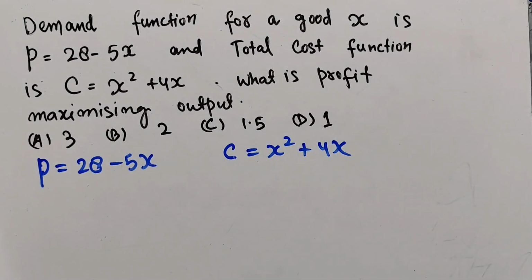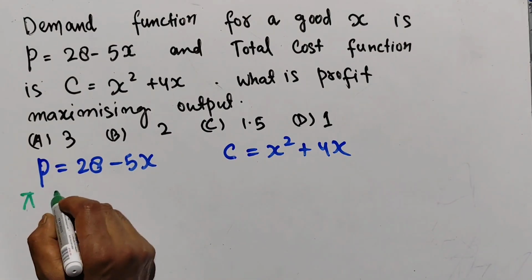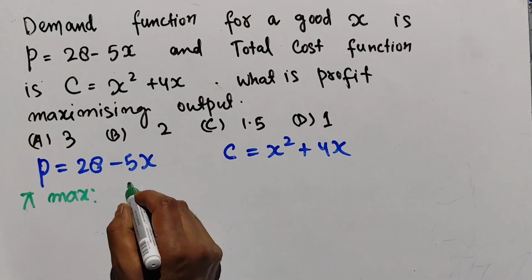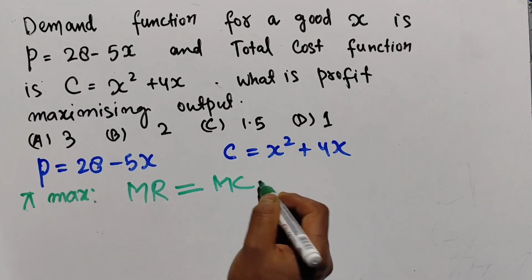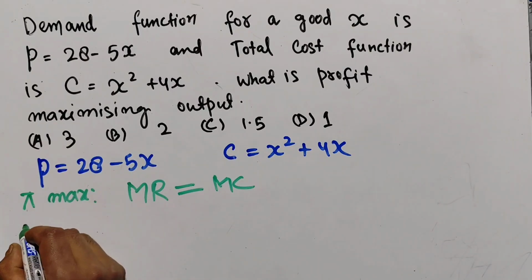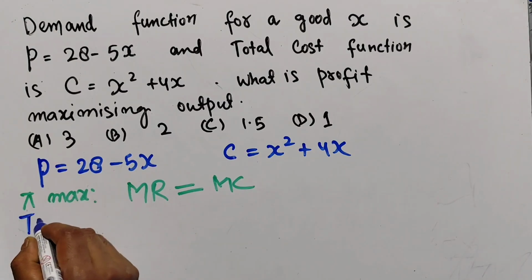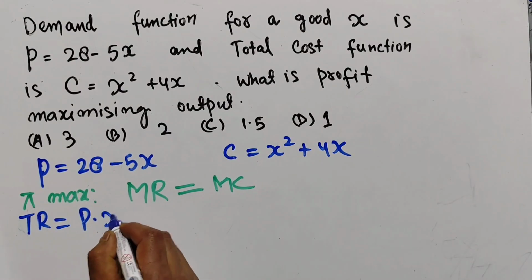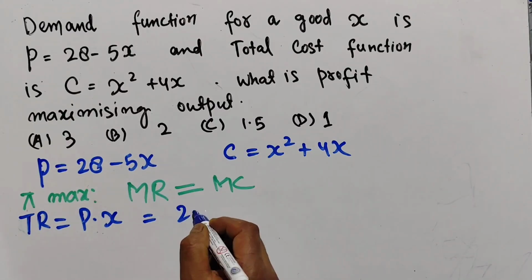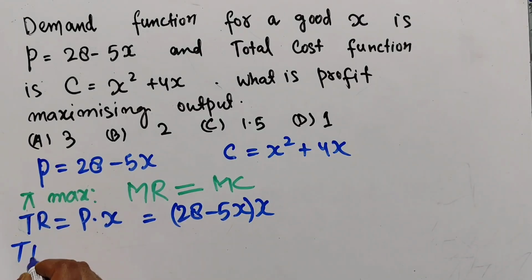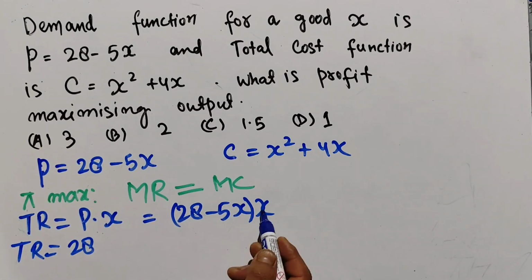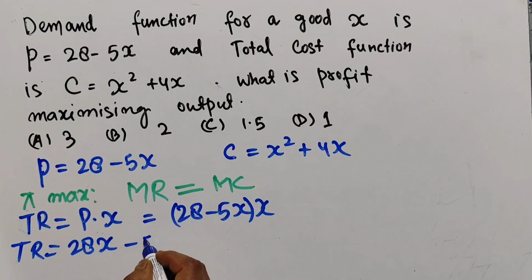Okay, now profits maximized. Okay, profit maximization requires that we equate the marginal revenue of a good with the marginal cost of that very good. So what is marginal revenue? Marginal revenue is simply, to find out the marginal revenue, first we need to find out the total revenue, which is simply price into output, which will be equal to, so p is equal to 28 minus 5x, to this we multiply by x. Okay, so total revenue will be equal to 28x, since this x is multiplied to each of these terms, minus, then we have 5x square. This is the total revenue.